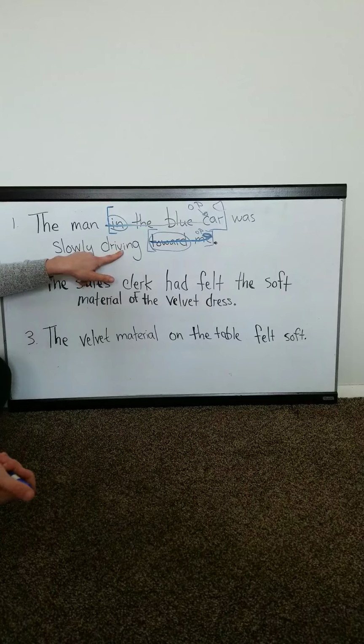Was slowly driving. Oh, wait a second. Slowly is an adverb. It's one of those adverb interrupters. It's describing how they were driving. So this is not part of my verb phrase. So I'm going to underline only this: was driving, as the action in my sentence. Okay, so that's what I did. I found my verb phrase.